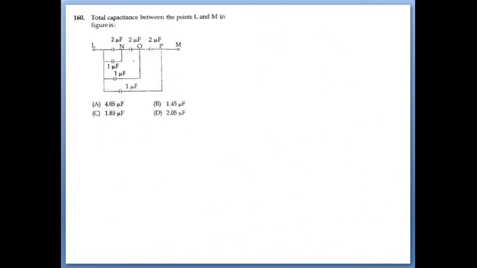Here we have to calculate total capacitance. We will always start from the smallest loop. This is your smallest loop. In this 2 microfarad and 1 microfarad is connected in parallel. What happens in parallel? C is equal to C1 plus C2, means 2 plus 1. What it will come? 3. Now we can write as 3. Here it is 2. Here again it is 2.